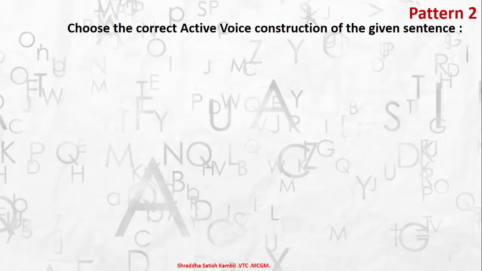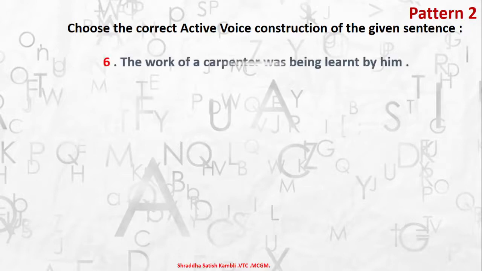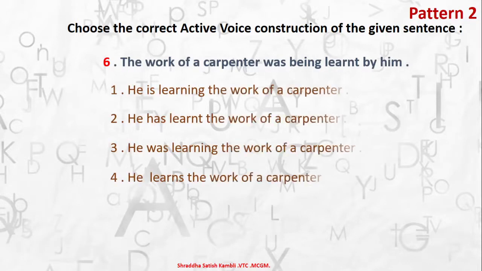Choose the correct active voice construction of the given sentence. So here you have the work of a carpenter was being learnt by him. Now this sentence is in the passive voice. You have to select out of the 4 options which will be the correct active voice sentence for this particular sentence. So here are your options.